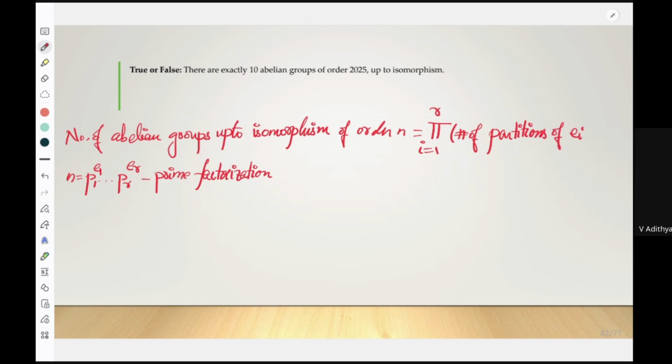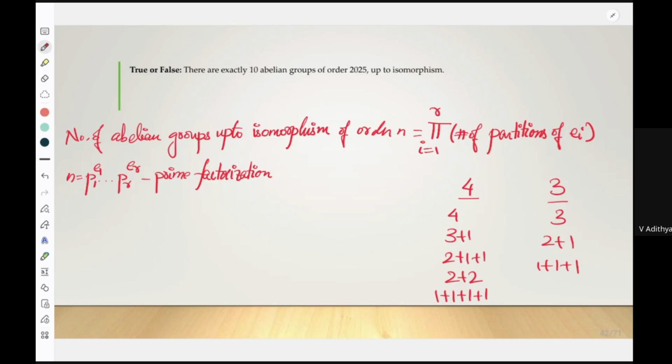of ei. So we all know what partitions are, right? We use partitions when we look at symmetric groups. So how can you partition 4? 4 can be partitioned as 4, 3 plus 1, 2 plus 1 plus 1, 2 plus 2, and 1 plus 1 plus 1 plus 1. So 4 has 5 partitions. What is the number of partitions for 3? 3, 2 plus 1, 1 plus 1 plus 1. There are only 3 partitions of 3.